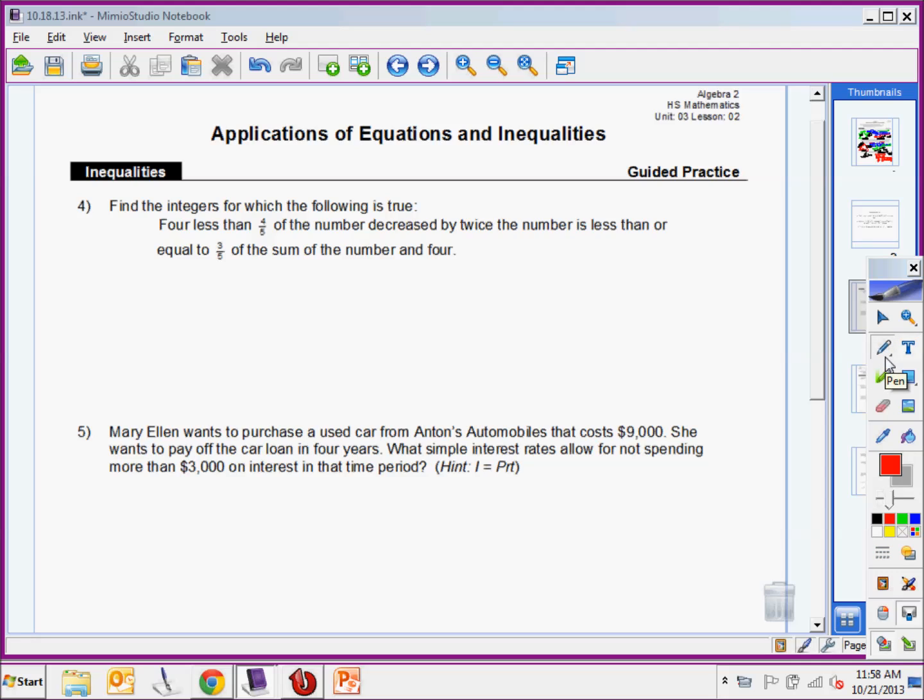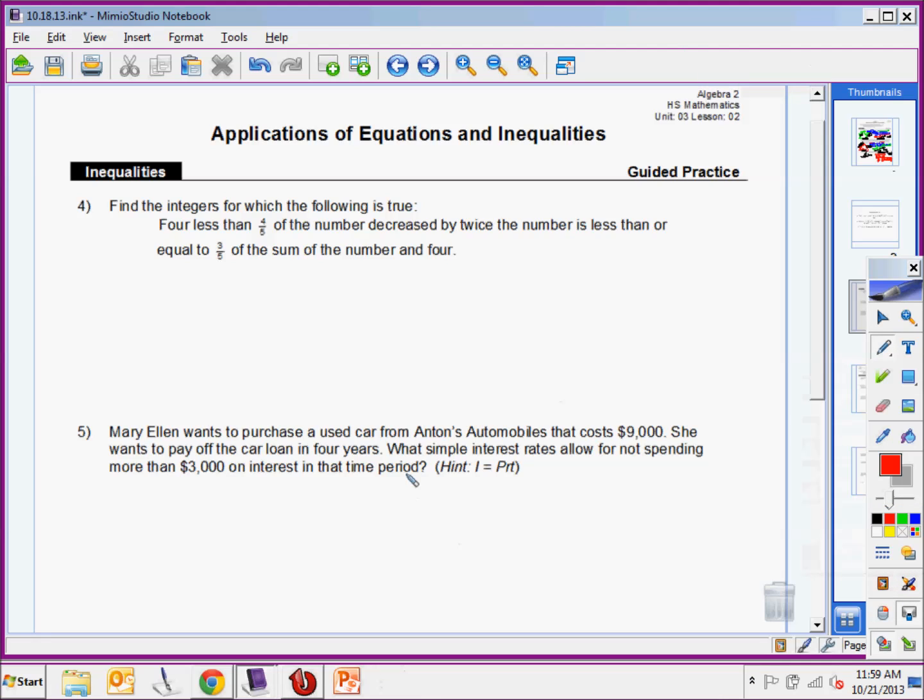Alright, so it says here, find the integers for which the following is true. Well, if I'm trying to find where the following is true, that means first off I need to create an equation. So in order to create my equation, I need to figure out what the words are saying. It says 4 less than 4/5 of the number decreased by twice the number is less than or equal to 3/5 of the sum.